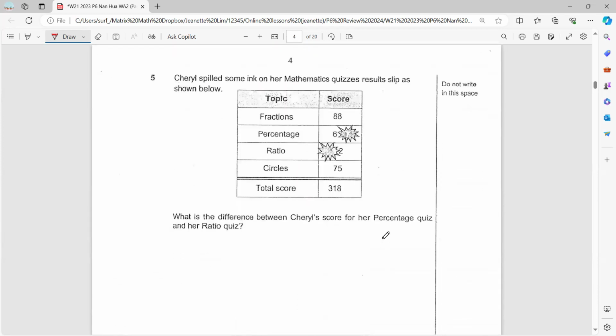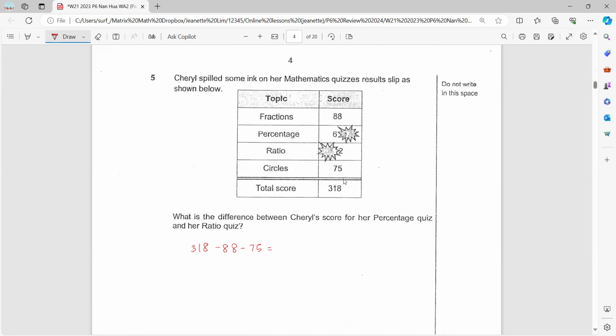Question 5. Cheryl spilled some ink on her mathematics quiz result slips as shown below. What is the difference between her score for the percentage quiz and her ratio quiz? What we have here is the total for all 4 quizzes. So let's take away the fractions and circles first and see how much is left. So 318 minus 88 and 75.